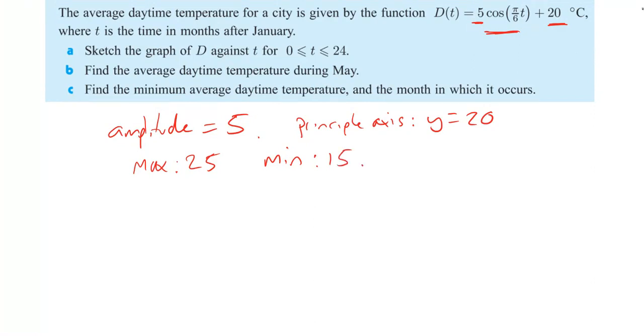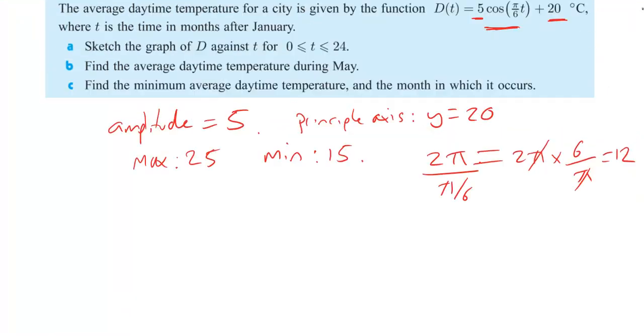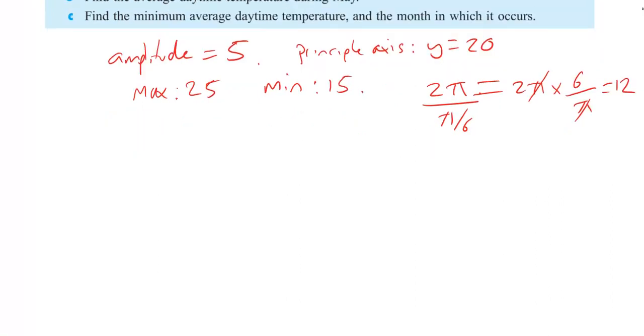Final thing to worry about is the period of the graph, how long it takes to repeat itself. So we take 2 pi, the original, and we are going to divide that by pi over 6. Well, that is going to be the same thing as 2 pi multiplied by 6 over pi. The pi's will cancel, and we are going to have a period of 12. So that means in our range of t being between 0 to 24, our graph is going to repeat itself twice. So let's have an attempt now at trying to draw this.